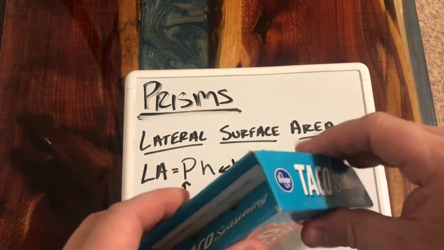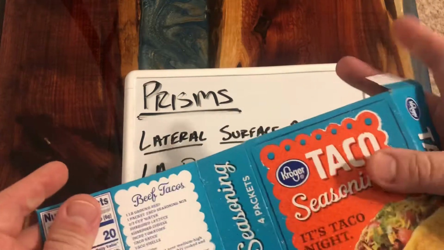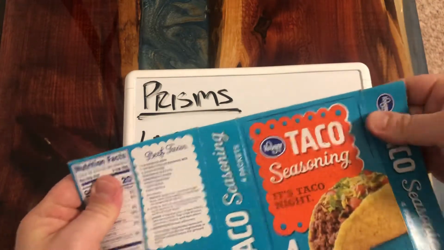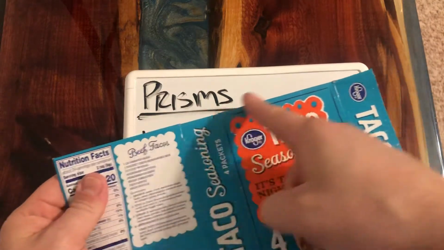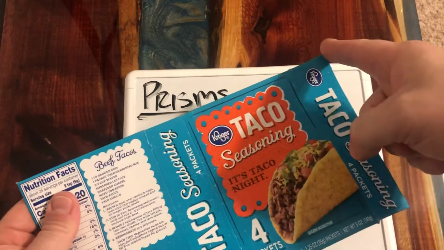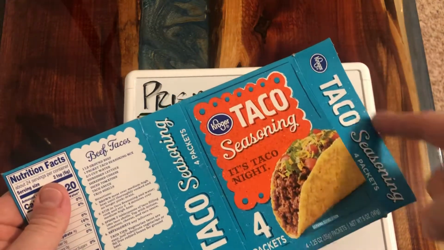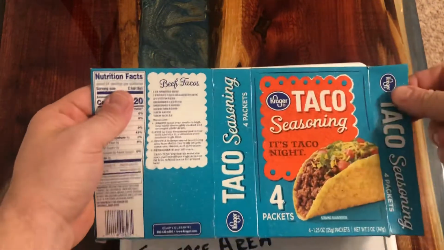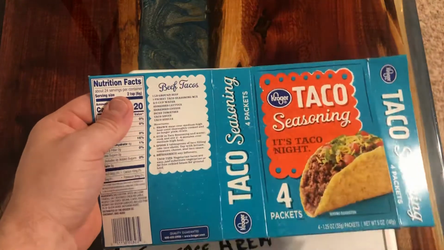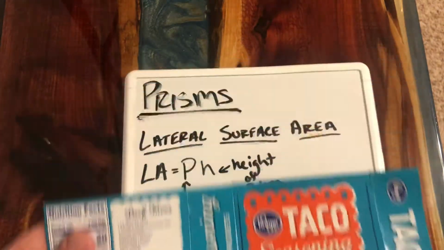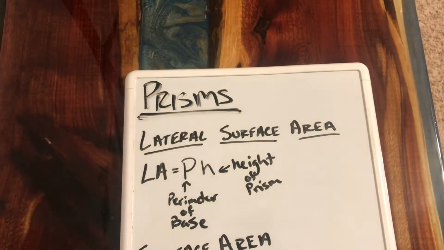Now, as I unfold our box, the reason we do that, the perimeter of our base would be the top of our rectangle. The height of our prism, the distance between our two bases, would be this distance here, and that rectangle would represent your lateral area. So we know that the lateral area is the perimeter of the base times the height of the prism.